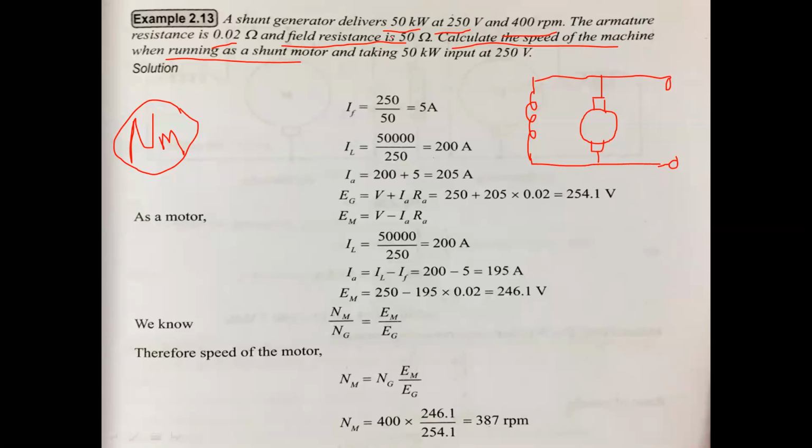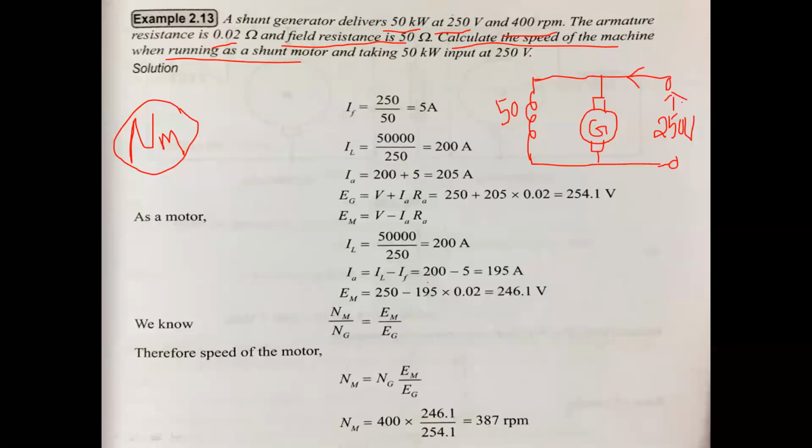Initially, the machine acts as a generator, which has voltage 250 volts. The armature resistance is given and the shunt field resistance is given. This shunt field resistance is equal to 50 ohms.